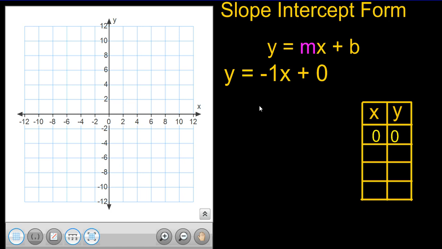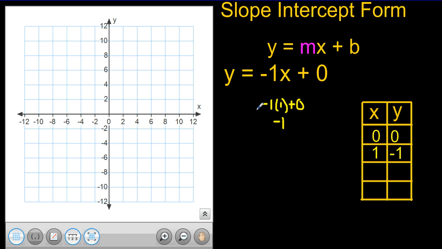So in order to solve this, we're going to have to start by putting in the actual value for x. The first value we're going to start with is a number that's easy to work with, like 1. So we take negative 1 times the value of 1 and then add 0 to it. A negative times a positive is equal to a negative, so we get the y value of negative 1.